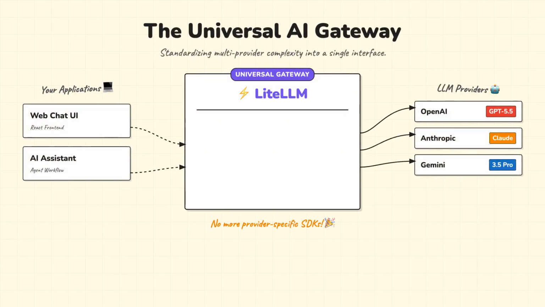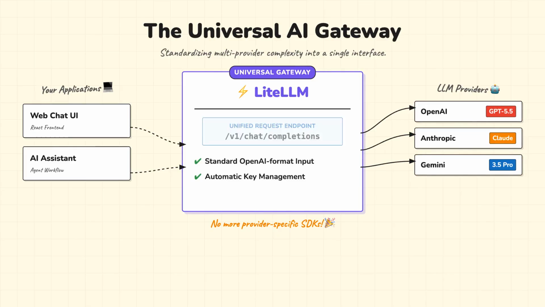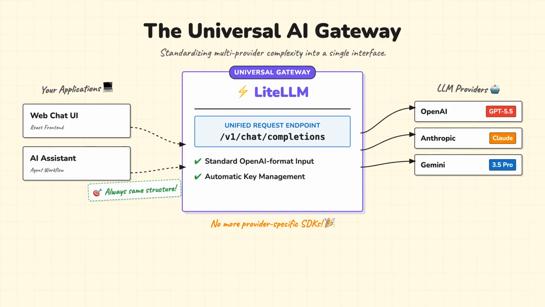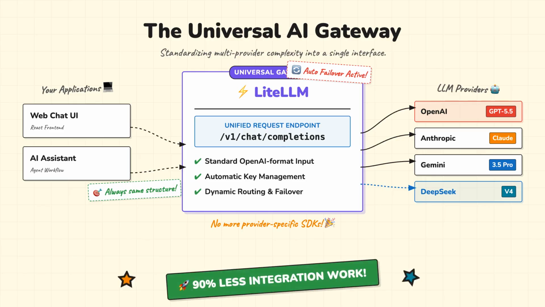LiteLLM solves this problem by acting as a universal AI gateway. Instead of every application talking directly to every model provider, the app talks to LiteLLM. LiteLLM then handles the provider-specific complexity behind the scenes. To the developer, everything starts looking like a single consistent interface. That means developers can switch models, add failover, or test new providers with far less engineering work.